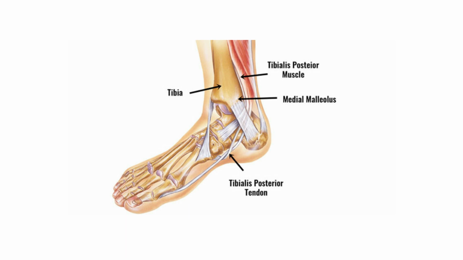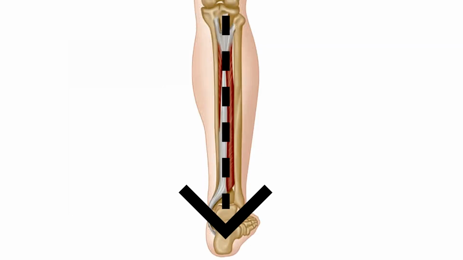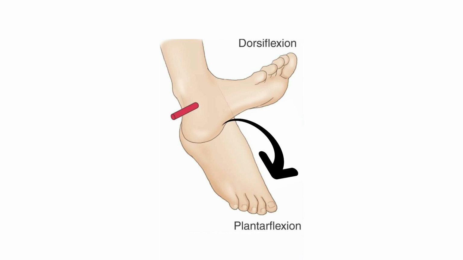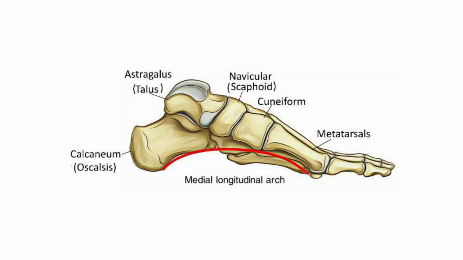The primary function of this muscle is to provide stability to the lower leg. It also facilitates foot inversion, swiveling inward, and aids the ankle's plantar flexion, flexing the foot or toes downward. Additionally, the muscle performs a key role in providing support to the foot's medial arch.